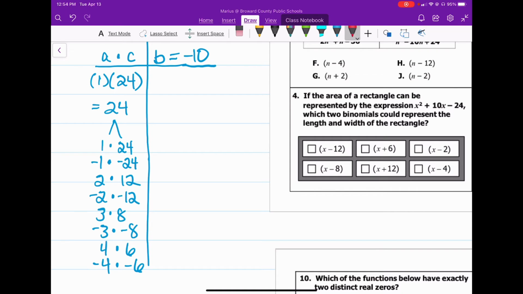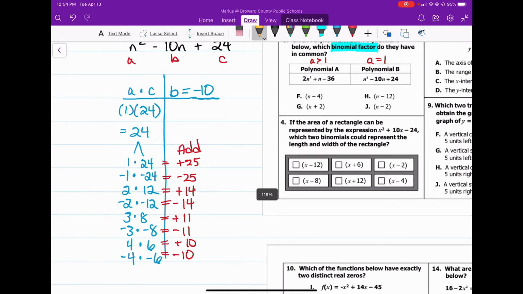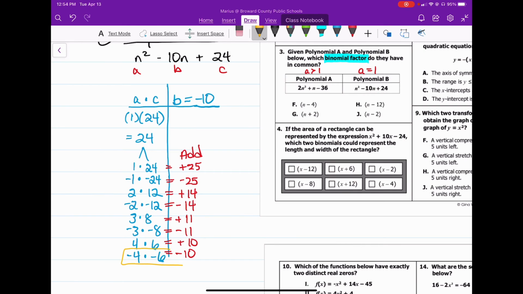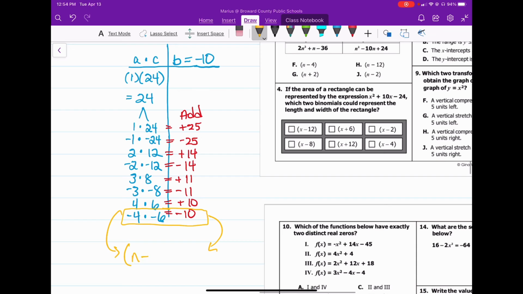Now that we've listed out all these factors, we have the factor pairs. We're going to add up all of these factor pairs to see which ones give us a negative 10. So that's positive 25, negative 25, positive 14, negative 14, positive 11, negative 11, positive 10, negative 10. So the factors that we want to focus in on are negative 4 and negative 6. Now that we've determined those factors, we should be able to write the factors of our polynomial. So this is going to be n minus 4 times n minus 6.